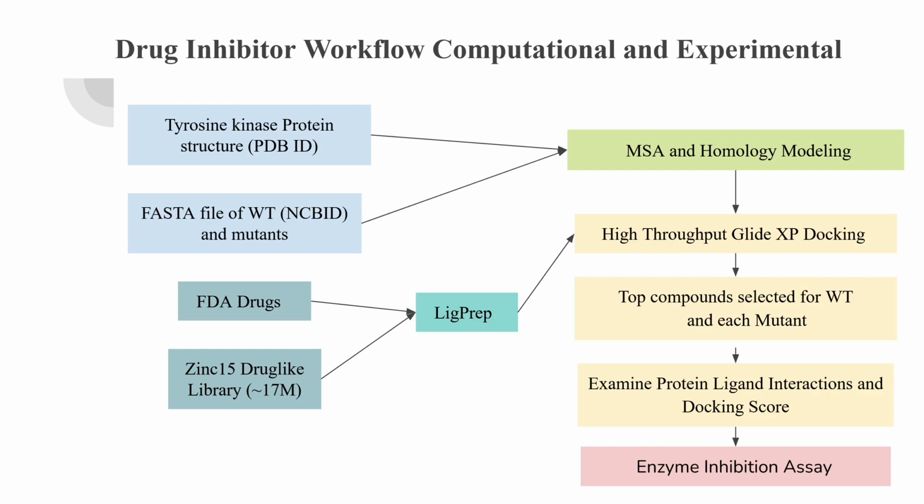Then through this whole process, the top compounds are selected for wild type and for each of the mutants. And then overall, they examine the protein-ligand interactions and docking scores. And then the experimental side of the whole workflow shows the enzyme inhibition assay, which is the final step of this whole workflow of the drug inhibitor side of the research.